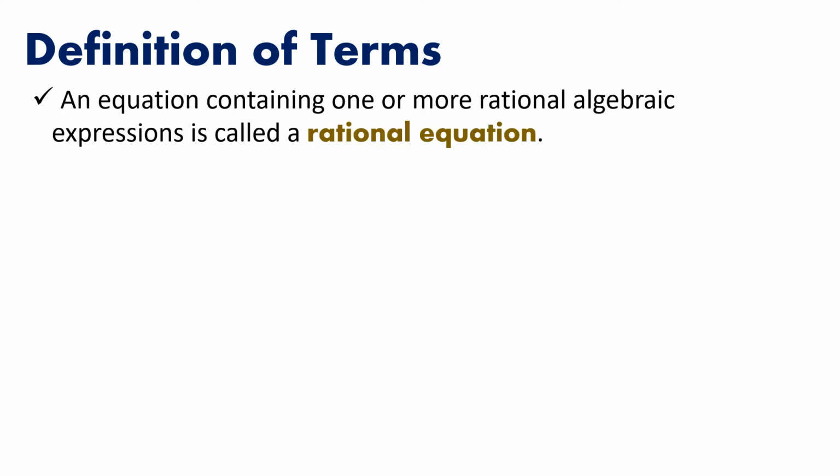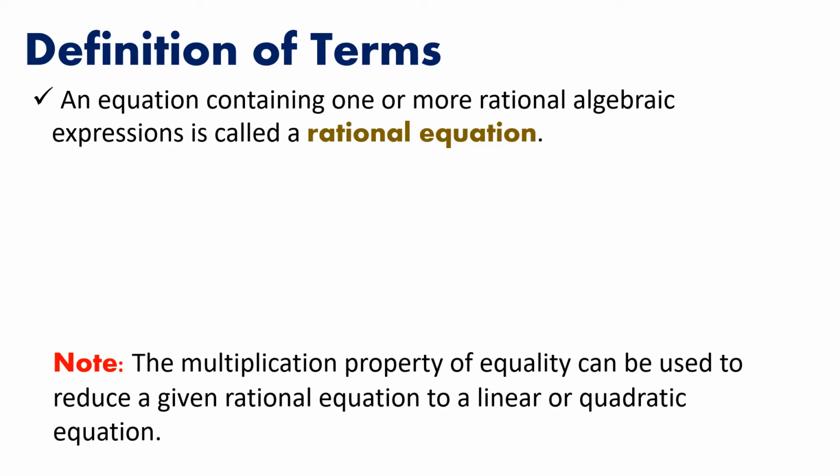An equation containing one or more rational algebraic expressions is called a rational equation. The multiplication property of equality can be used to reduce a given rational equation to a linear or quadratic equation. We need to take note of the domain of the variable so that extraneous roots, if they exist, are identified and excluded from the solution set.